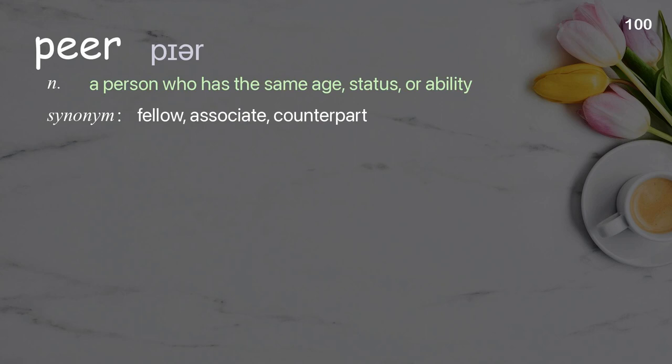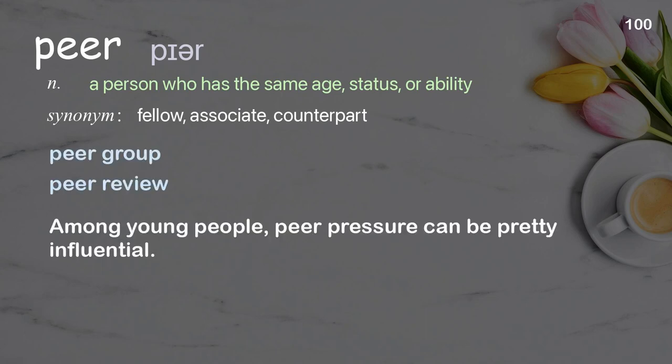Peer. A person who has the same age, status, or ability. Examples: peer group, peer review. Among young people, peer pressure can be pretty influential.